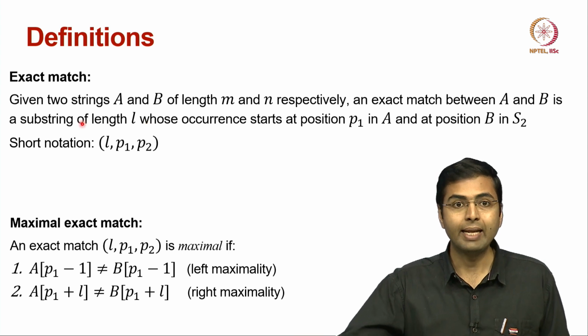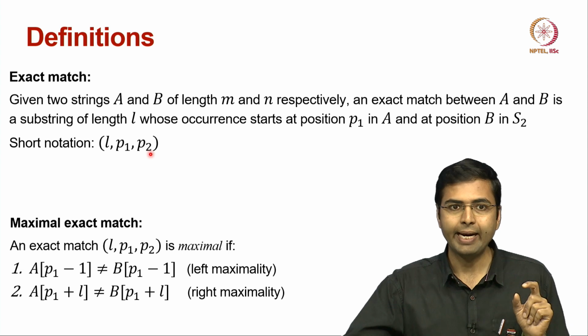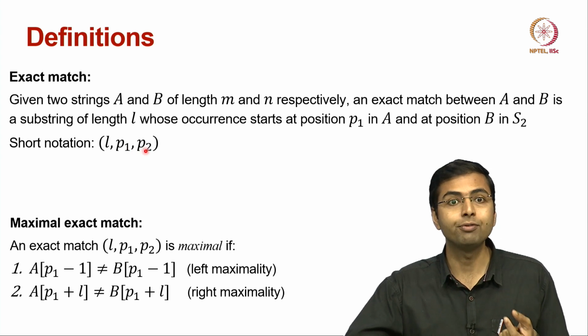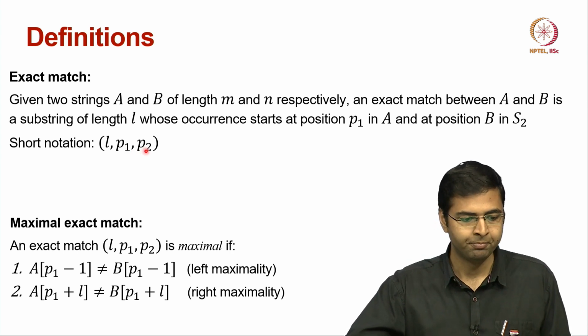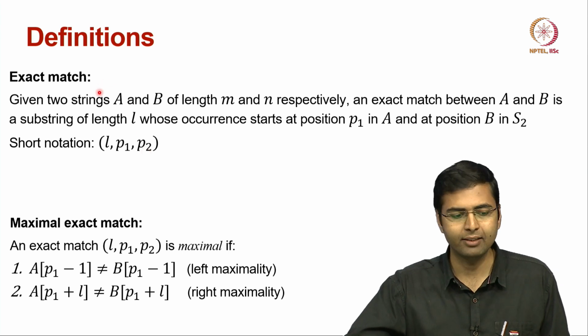So if the substring is of length L, then a short way of showing this notation is L comma P1 comma P2, indicating that there is an exact match of length L at position P1 of sequence A and position P2 of sequence B. Now there can be many exact matches between both strings, and all of them can be denoted as these tuples.